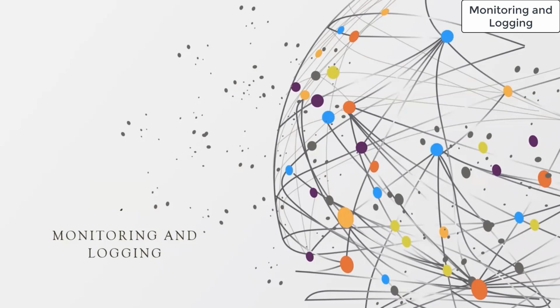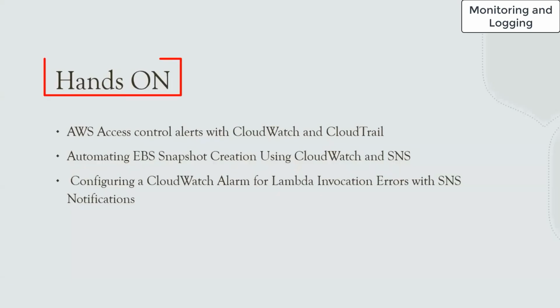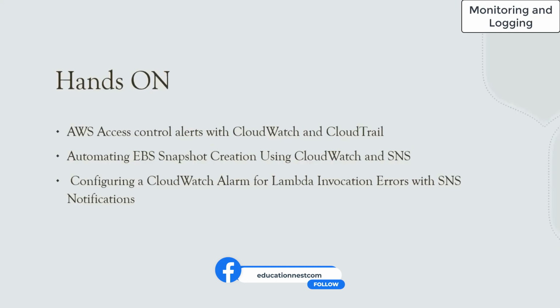As part of our learning journey, we are going to see how we can do monitoring and logging. Some of the important hands-on activities I'll be doing are: we'll see how we can control the alerts, that is AWS access control alerts with CloudWatch and CloudTrail. We'll also see how we can automate EBS snapshot creation using CloudWatch and SNS. And we'll also understand how we can configure a CloudWatch alarm for Lambda invocation errors with SNS notification. So these are the hands-on topics that we have under logging.